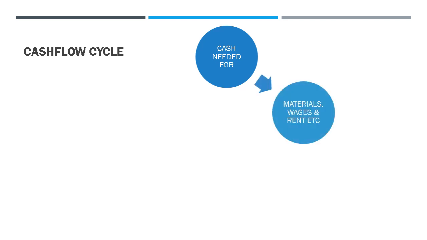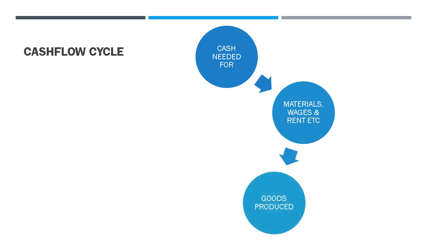So the cash flow is basically a cycle. Let's see how. The company needs cash to buy raw materials and components from the suppliers, to pay wages to its labor, and to pay the rent for the building or to purchase the land, etc.